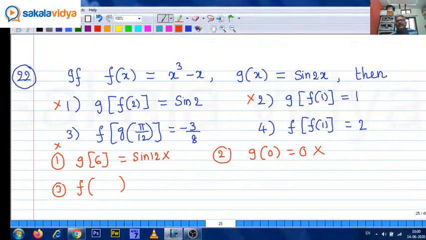Pi by 12 means 2 into pi by 12, sine pi by 6. That will be root 3 by 2. F of root 3 by 2 is root 3 by 2 whole cube, that is 3 root 3 by 8, minus root 3 by 2.